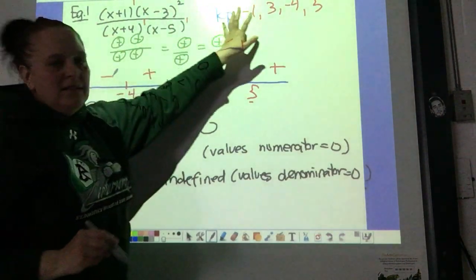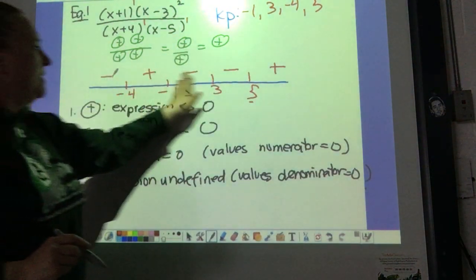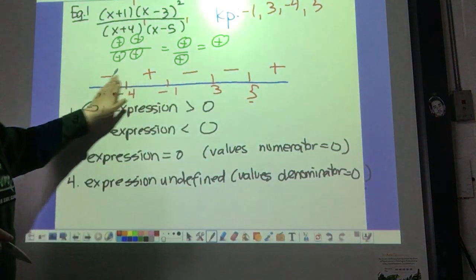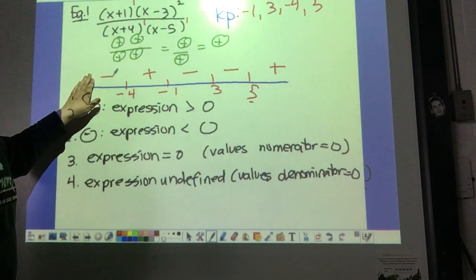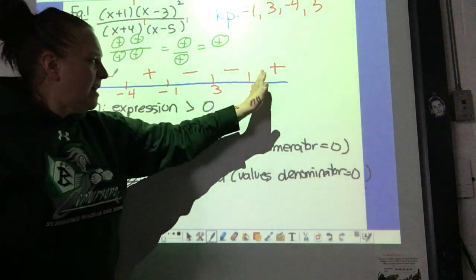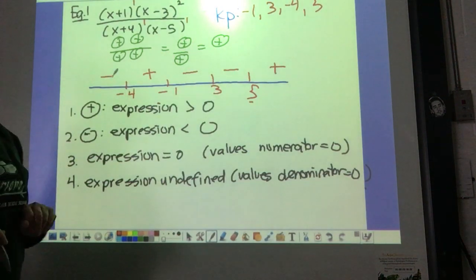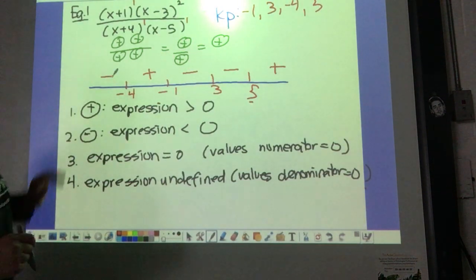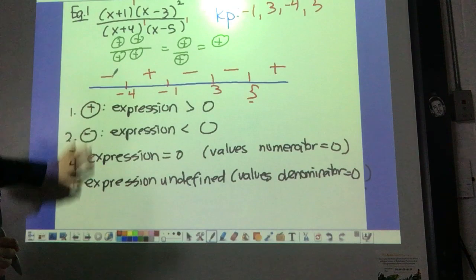So it's kind of messy here, but this is all we're doing today. Next class, we're going to use this sign diagram to get our answer, but for today, if we just learned how to set it up and plot it and interpret it, that would be great. Okay, then I just have some notes at the bottom of your notes.